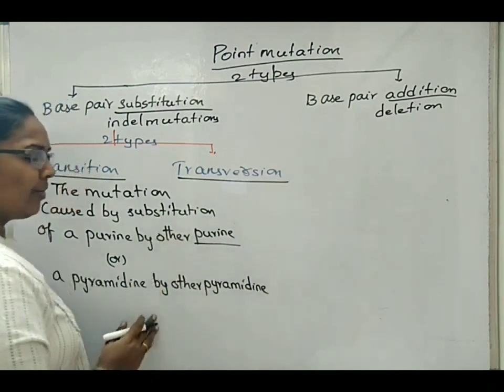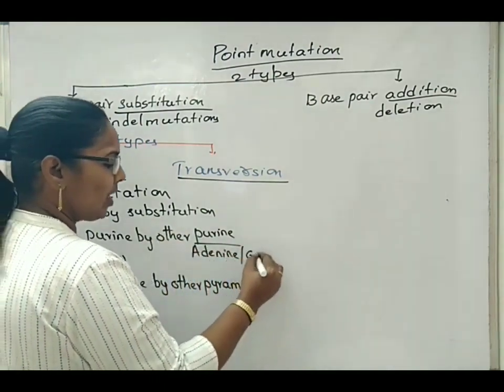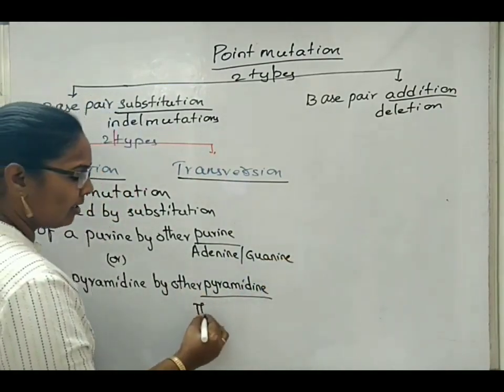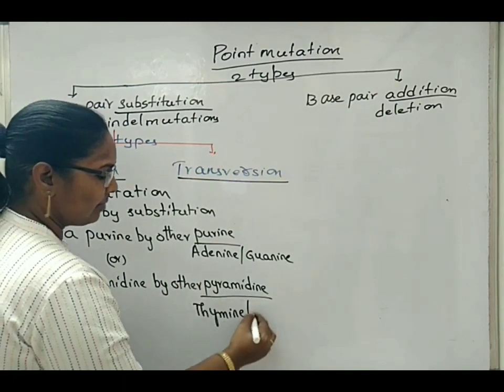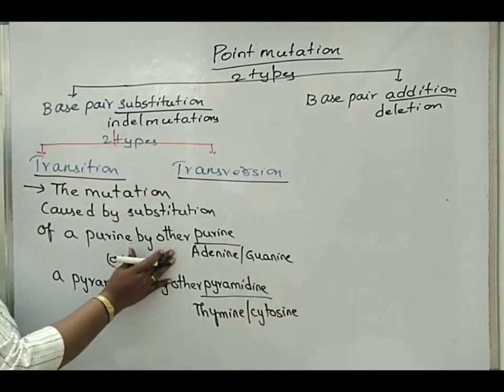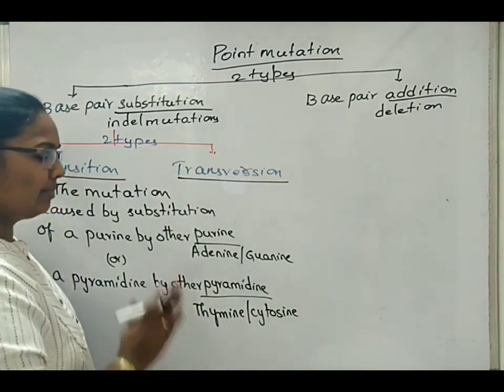In case of DNA, we have two types of purines: adenine and guanine. In DNA, there are two types of pyrimidines: thymine and cytosine. These are the two types of pyrimidines and these are the two types of purines. But in case of RNA, thymine is replaced by uracil.